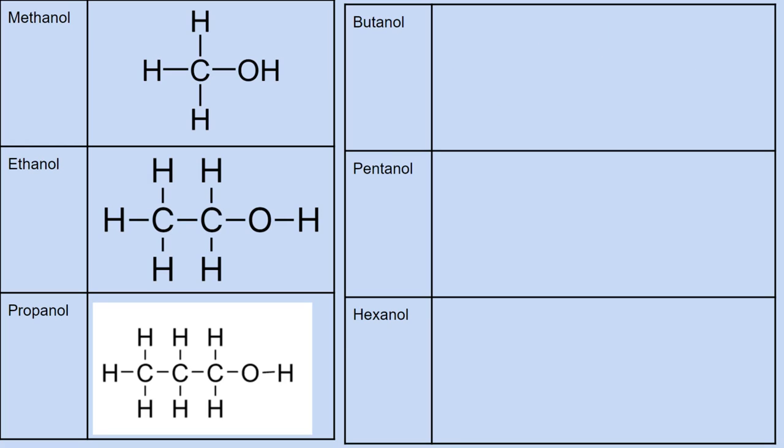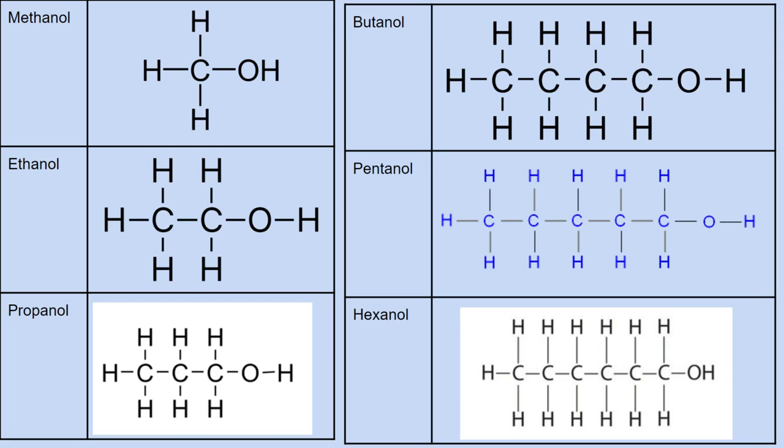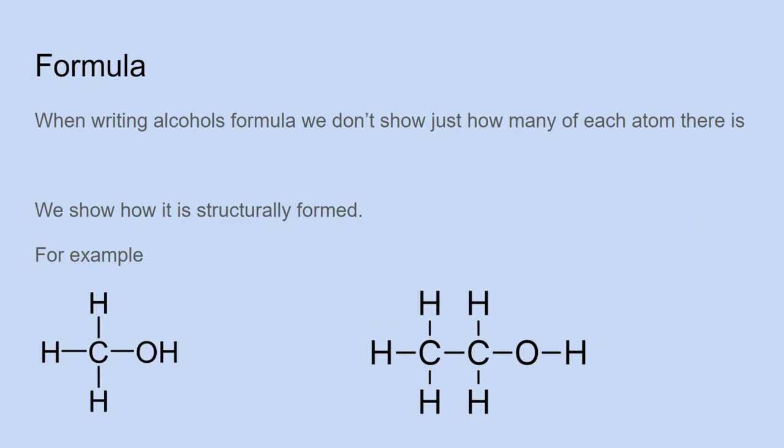Okay, so these are our next 3 alcohols. Notice all we're doing is adding a CH each time, somewhere in the middle. Now when we write the formula out, we're not going to say how many carbons there are, how many hydrogens there are, how many O's there are. We're going to write out how it's structurally formed.